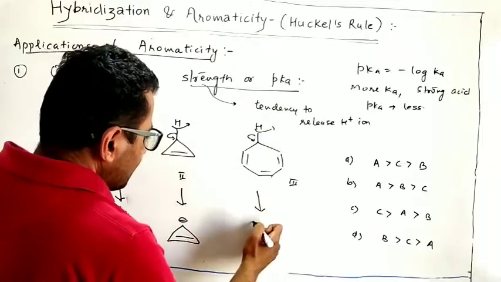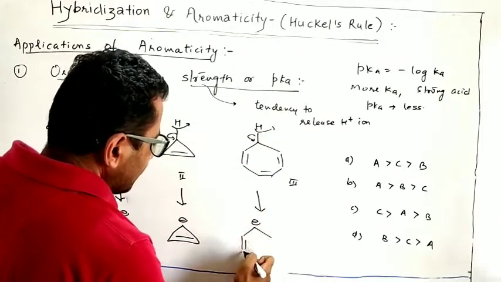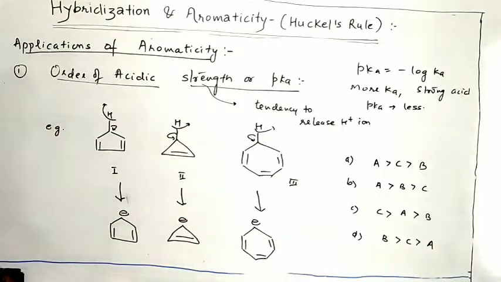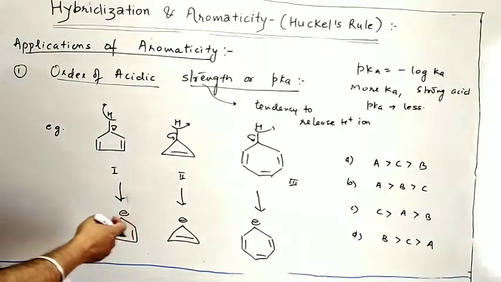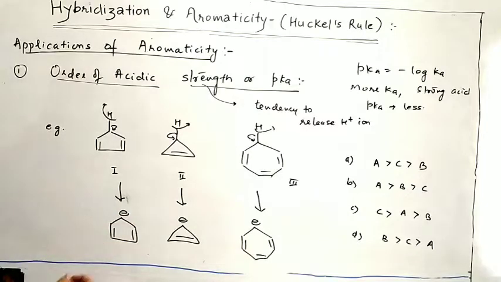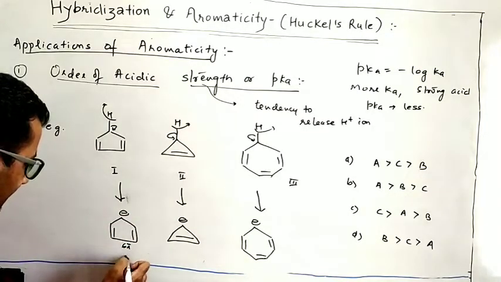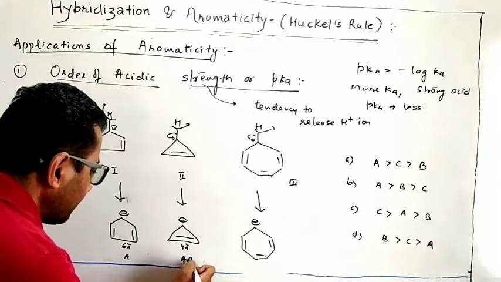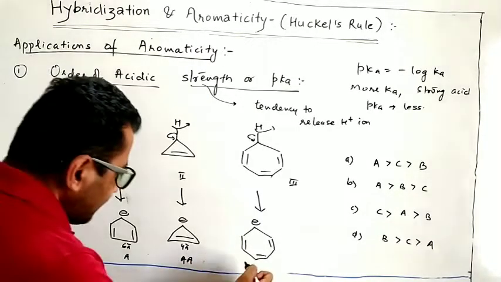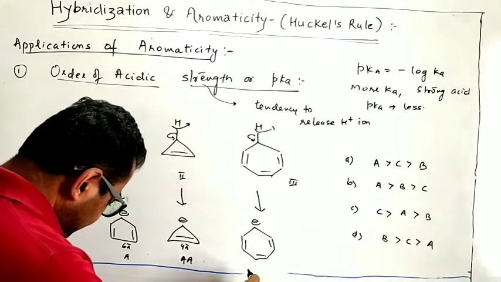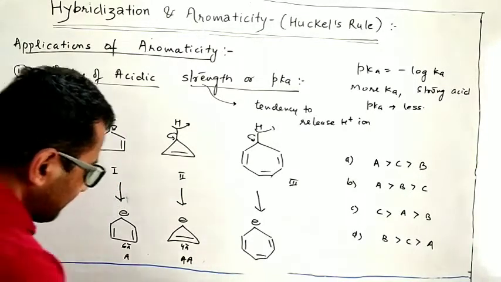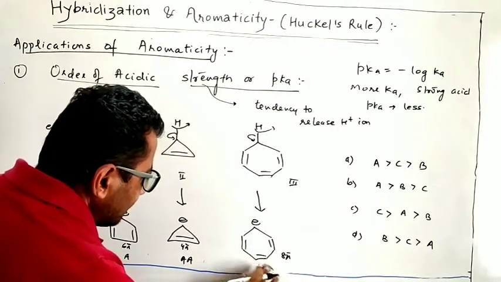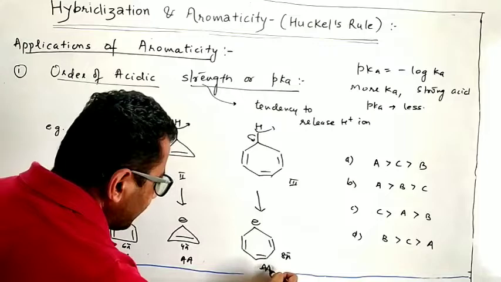change into ions when they give H positive. They will look like this. Now find the aromatic and non-aromatic. So this has 6 pi electrons, it's aromatic. This has 4 pi electrons, it's anti-aromatic. And this has, you can say, 8 pi electrons. So this is your anti-aromatic.